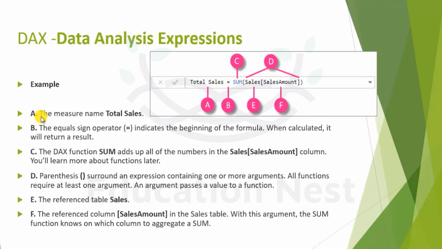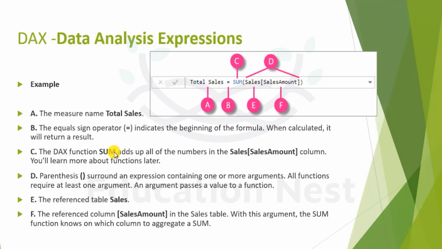So if we break the parts of these expressions into these alphabets and go through all of them, what it means is A is the measure name of Total Sales. So you are naming something. The expression has a name, that is Total Sales. The equal to sign indicates the beginning of the formula. When calculated, it will return the result and assign it to Total Sales.